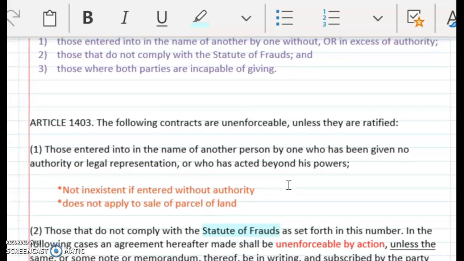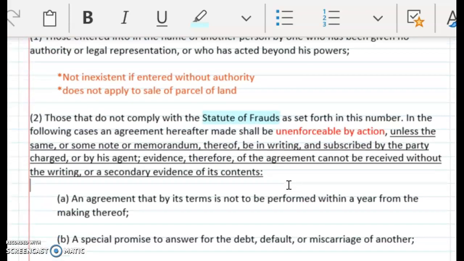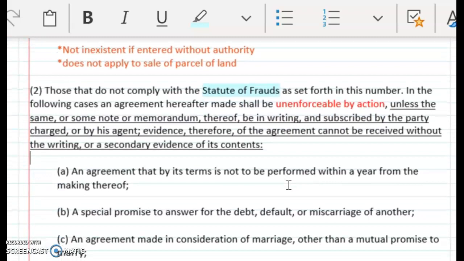Second, those that do not comply with the Statute of Frauds. By the way, what would be the effect of failure to comply with the formality required? The effect of non-compliance with the requirement of the Statute of Frauds is simply that no action can be enforced unless the requirement is complied with.